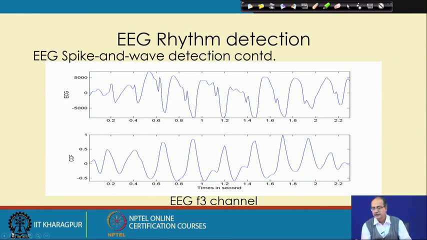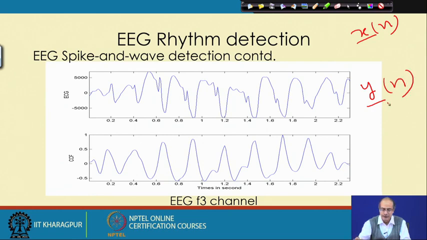So, in this case we take that cross correlation. Why do we call it cross correlation? Because we have taken the x vector from the previous one, and the y vector is the one we are getting from the F3 channel. The cross correlation coefficient is given below, and we see that the cross correlation function has the same nature. It has very prominent peaks, and many of them are more than 0.5.